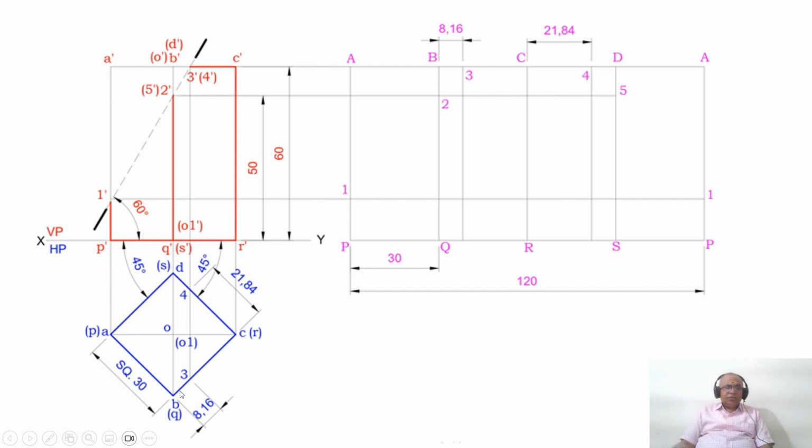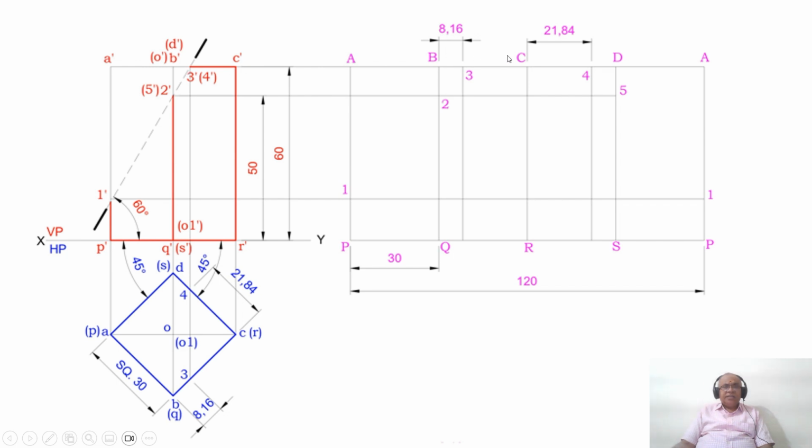Then what do I need to do? You measure the distance from B to C. It is around 8 mm, but in the computer it is 8.16. Then by using the compass, you measure the distance from B to 3. From B, you cut an arc between B and C, so you mark that point as C. Once you get this point, after that you have 4 dash. Where is 4 dash? 4 dash is on CD.